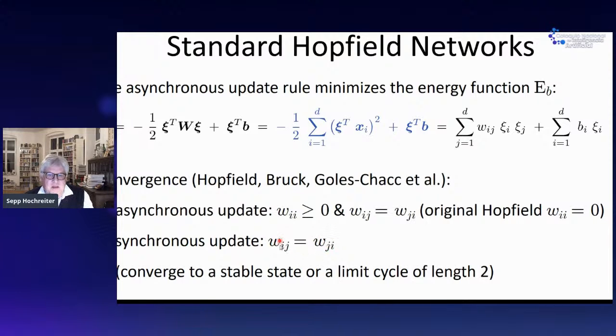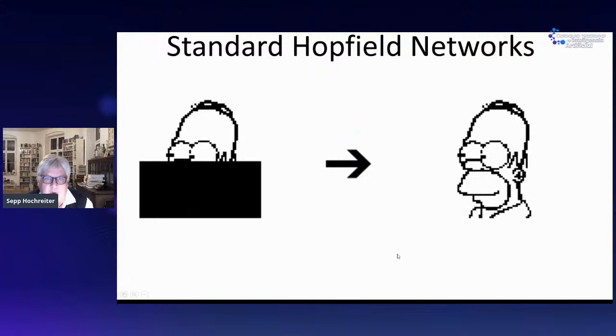We only need that the weight matrix is symmetric, but we can only prove that it's converging to a stable state, or, and that's the problem, to a limit cycle of length 2, meaning it's alternating. It's not sticking at one convergence point, but it's alternating at the end. That's what these standard Hopfield networks are doing.